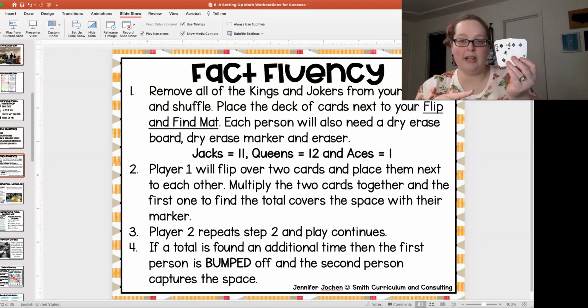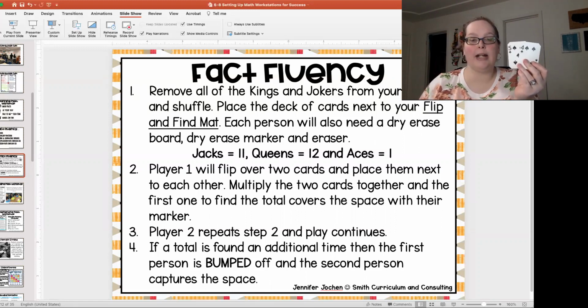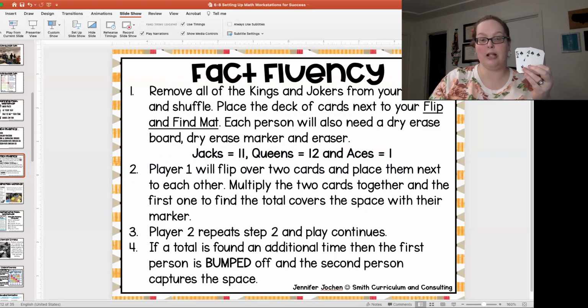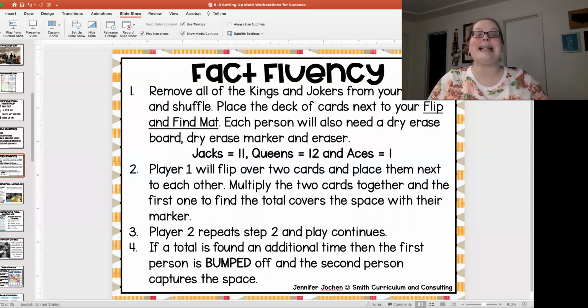Well, remember in the first one, the answer was 20. So they could cover up that 20 that player 1 had already covered, and now they've captured that space. And in the end, it's all about who captures the most number of spaces by the end of time. And they can play this over and over and over. The great thing about this is one of those activities that is easy to do.